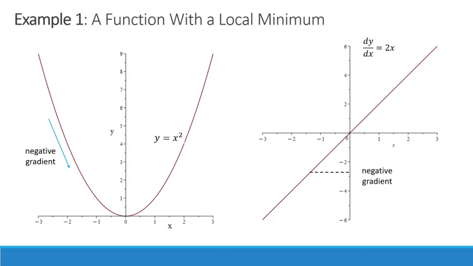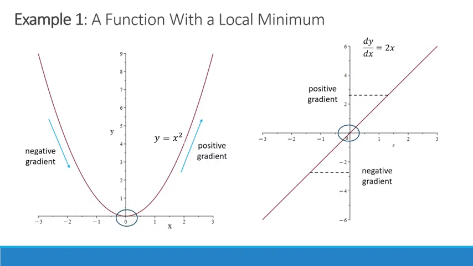At x equals 0, we have a stationary point, which corresponds to when the graph of the gradient crosses the x-axis. On the right, x squared is increasing, so we have a positive gradient, which corresponds to when the graph of the gradient is positive for positive values of x.